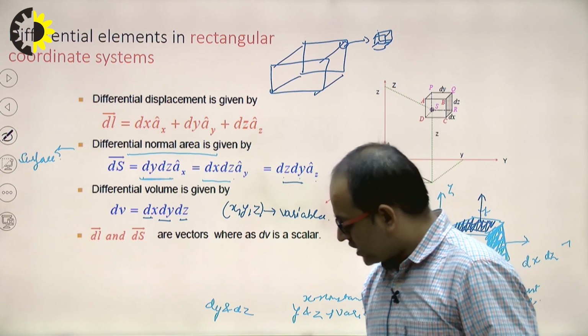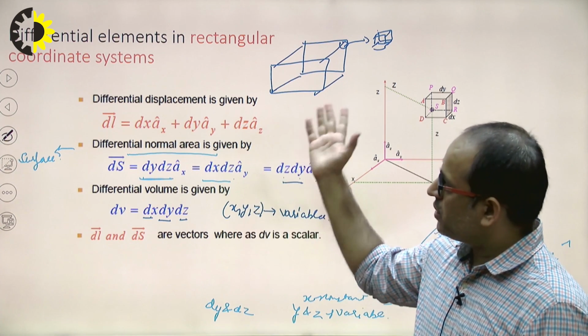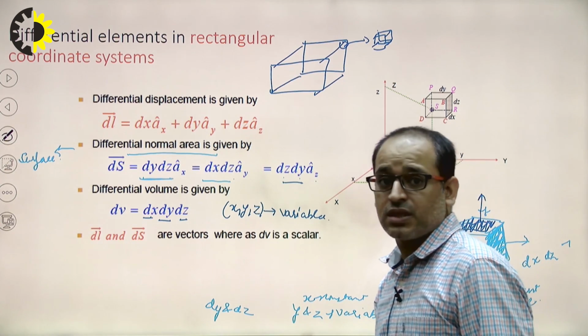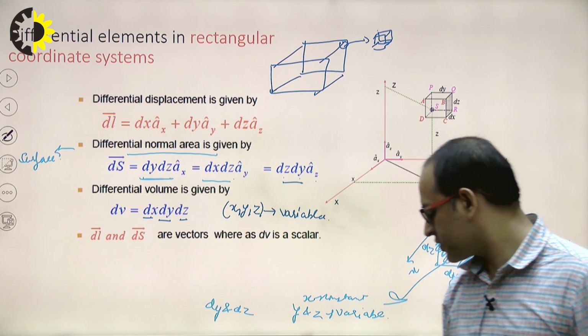Now in the next lecture we'll continue with the differential elements in the cylindrical and the spherical coordinate systems.